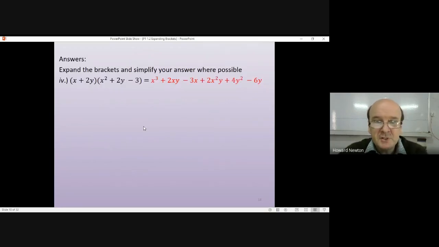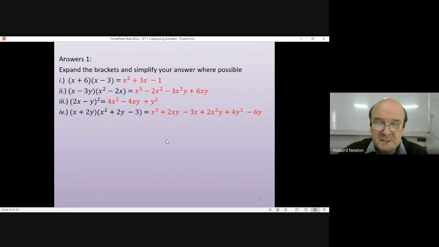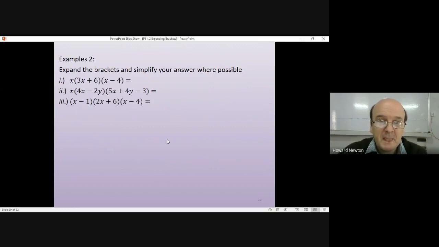The fourth question, this time it's 2 terms times by 3 terms. So you'll get 6 terms in total when you multiply the brackets out. X times the second bracket gives you the first 3. 2y times by the second bracket gives you the last 3. And again, when you look at these terms, none of them are the same as each other, so there is nothing that you can tidy up. Those are the 4 answers in case you missed any.